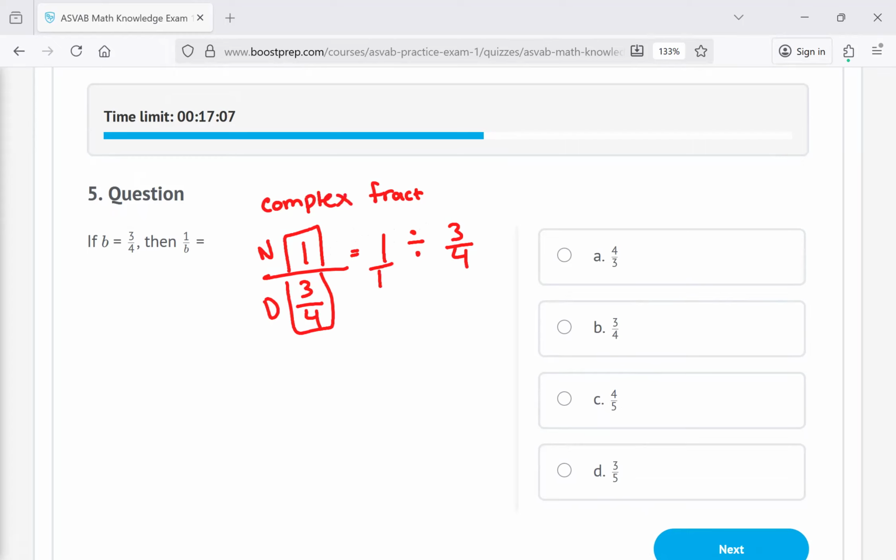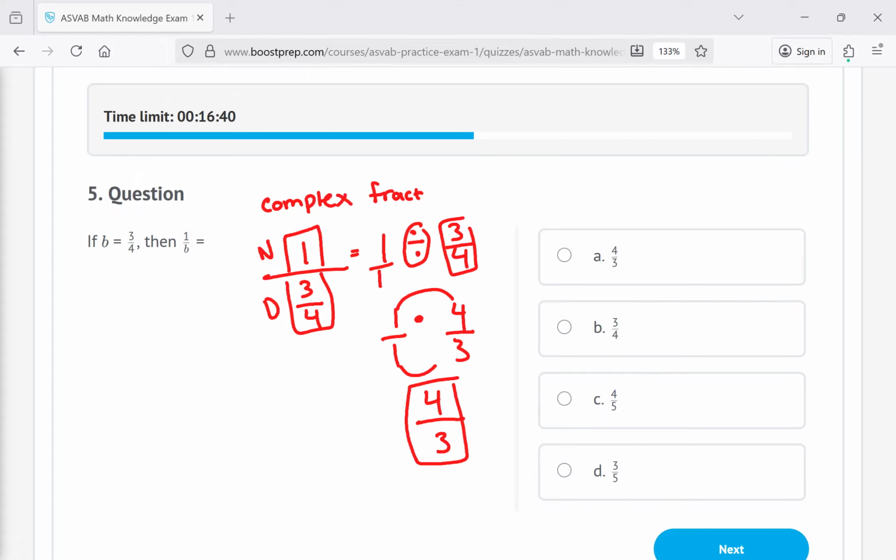Or 1 over 1, right? 1 over 1 is the same thing as 1. Then what you could do is change this divide sign, or you can cross multiply, or you can change this divide sign into a multiplication, but you would have to flip this, so this would be 4/3. Then when you're multiplying fractions, you multiply across. So 1 times 4 is 4, and then 1 times 3 is 3. So that's how I got 4/3.